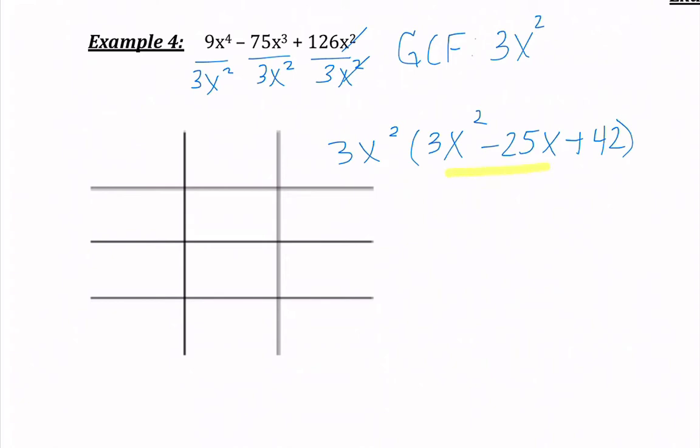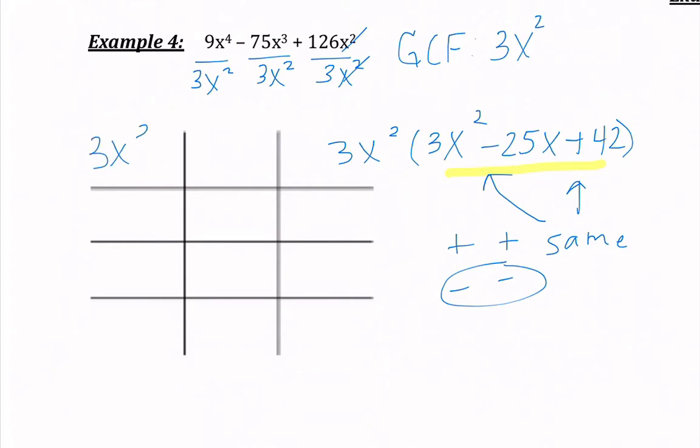So this is the piece that I need to tic-tac-toe. I look at my last sign. It tells me my signs have to be the same, meaning I'm using a plus and a plus or a minus and a minus. To determine which one that is, I look at the first sign. So I know it has to be a minus and a minus sign. I put 3x squared in my first box, 42 in the box beside it. I put my middle term in the last box, including the sign.